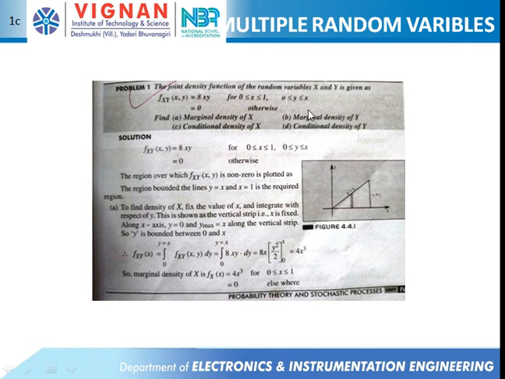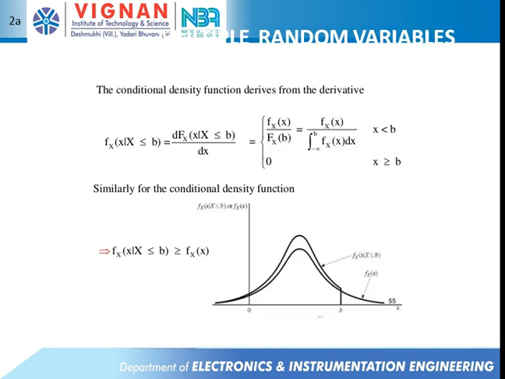Similarly, find out the marginal density of y, which is an integration of x from y to 1. Going to the conditional density of x and conditional density of y: f(x by y) is equal to f_XY divided by f_Y. For the conditional density of y, f(y by x) is equal to f of x intersection y by f of x.